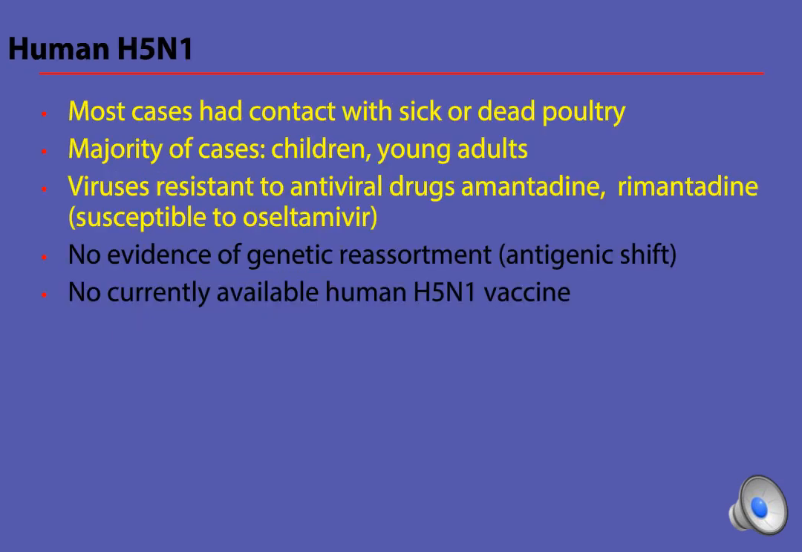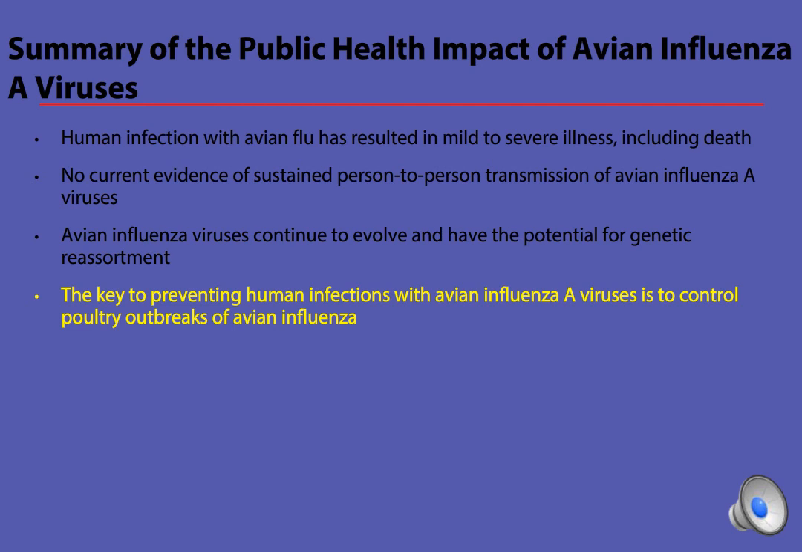Most cases had contact with sick or dead poultry. The majority of cases were children or young adults, and the viruses, unfortunately, were resistant to antiviral drugs. So human infection with avian flu has resulted in mild to severe illness, including deaths, but there's no current evidence of sustained person-to-person transmission. And the key to preventing future outbreaks with avian influenza A is to control poultry outbreaks rapidly, to detect them and control them.